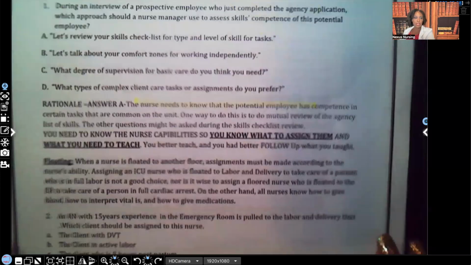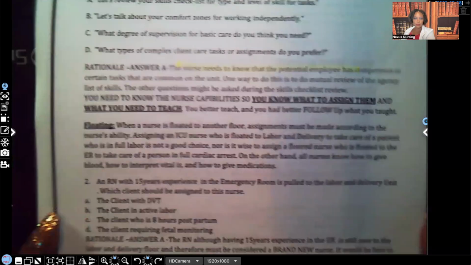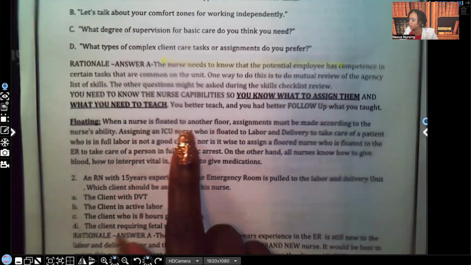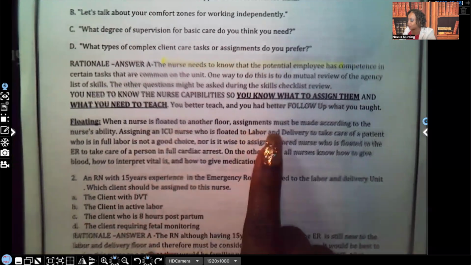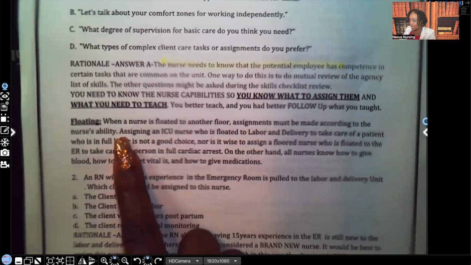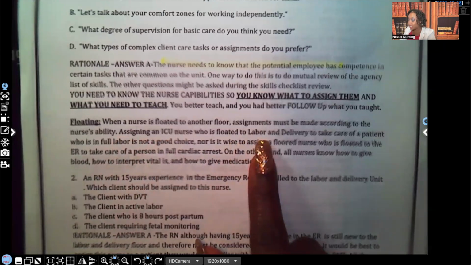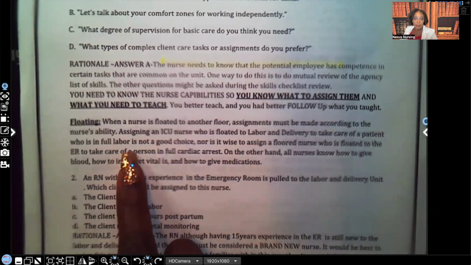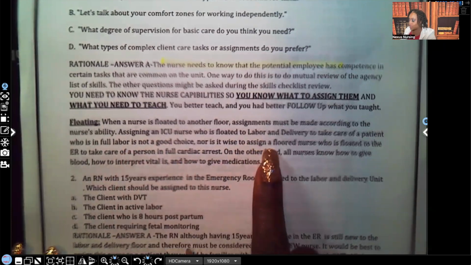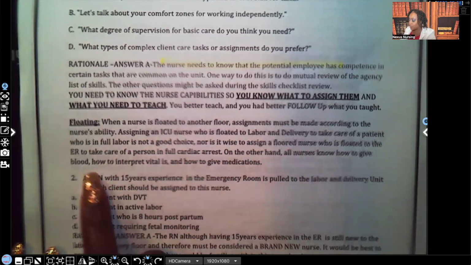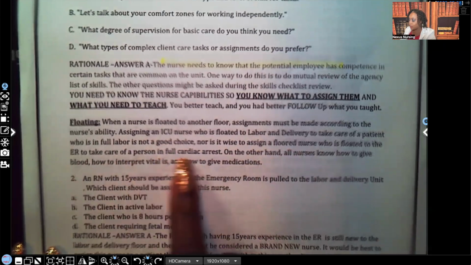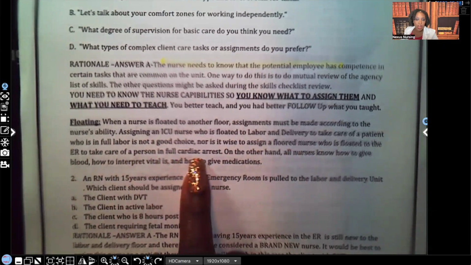All right, let's talk about floating. When a nurse is floated to another floor, assignments must be made according to the nurse's ability. Assigning an ICU nurse who floated to labor and delivery to take care of a patient who's in full labor is not a good choice. Why? Because they know nothing about labor and delivery. They've been working in the ICU all those years. Nor is it wise to assign a floor nurse who floated to the ER to take care of a person who's in full cardiac arrest.